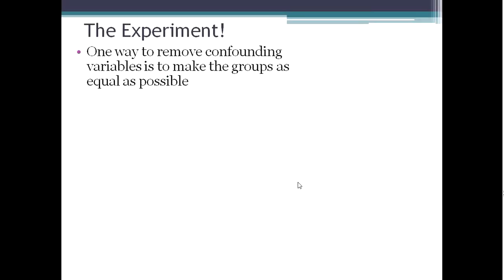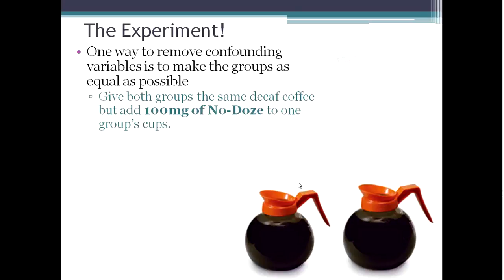Well, the way that we deal with confounds is by making the groups as equal as possible. The key to experimentation is this idea of making our groups as equal as possible. Because what we ultimately want to do is we want our groups to be completely equal on all things except the independent variable. So one way we could do this in this example would be to brew up 2 batches of decaf coffee and then take one of those pots of decaf coffee and dose it with caffeine, right? So now both groups are going to drink the identical cup of decaf coffee, except one of those groups is going to have caffeine dosed into it and the other group isn't.